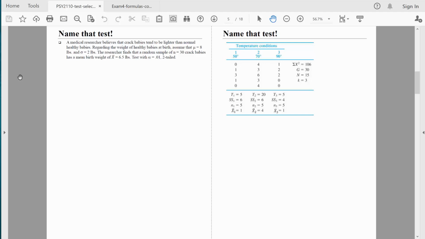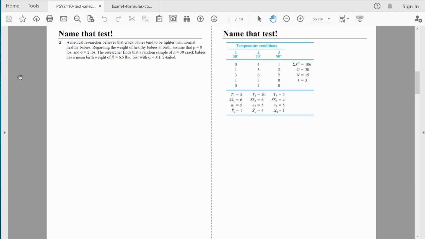So for example, a medical researcher believes that crack babies tend to be lighter than normal healthy babies. Regarding the weight of healthy babies at birth, assume that the population mean equals 8 pounds and the standard deviation equals 2 pounds. The researcher finds that a random sample of 30 crack babies has a mean weight of 6.5 pounds. Test with an alpha of 0.01 two-tailed. So at this point, you need to determine what's the most appropriate test.